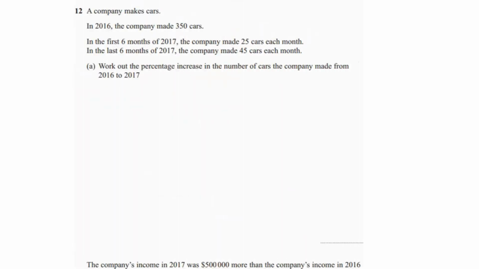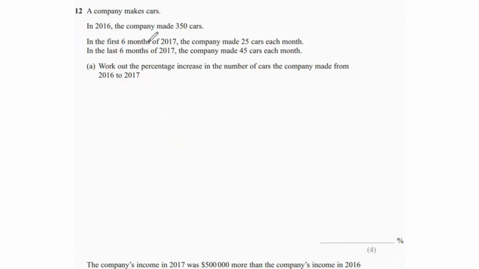Then a company makes cars. In 2016, the company made 350 cars. In the first 6 months of 2017, the company made 25 cars each month. In the last 6 months of 2017, the company made 45 cars each month. Work out the percentage increase in the number of cars the company made from 2016 to 2017.